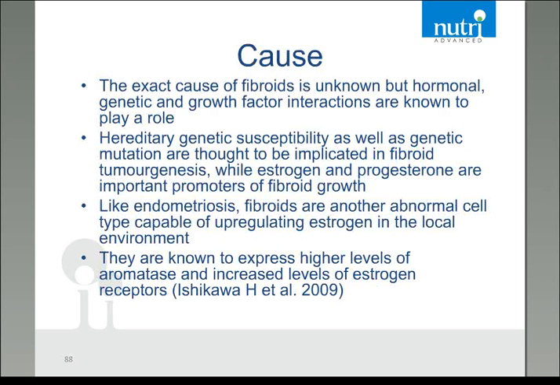So the exact cause of fibroids is unknown, but hormonal, genetic, and growth factor interactions are known to play a role. Hereditary genetic susceptibility as well as genetic mutations are thought to be implicated in fibroid tumorigenesis, while estrogen and progesterone are important promoters of fibroid growth. Like endometriosis, fibroids are another abnormal cell type capable of upregulating estrogen in a local environment. These are known to express higher levels of aromatase and increased levels of estrogen receptors.